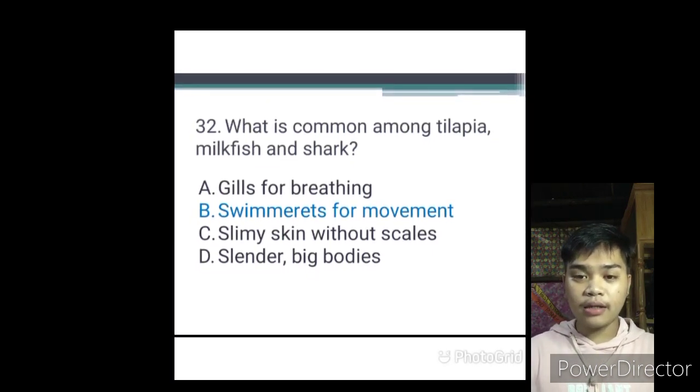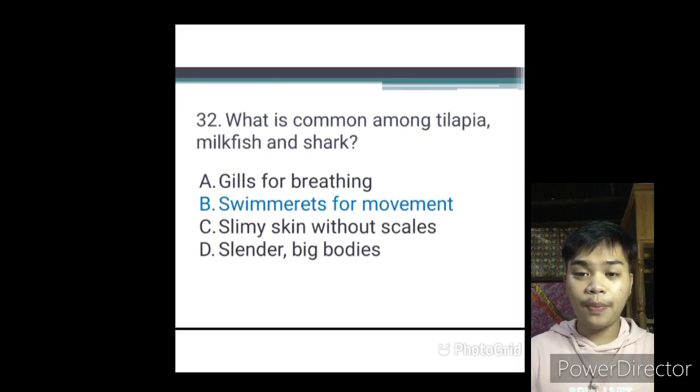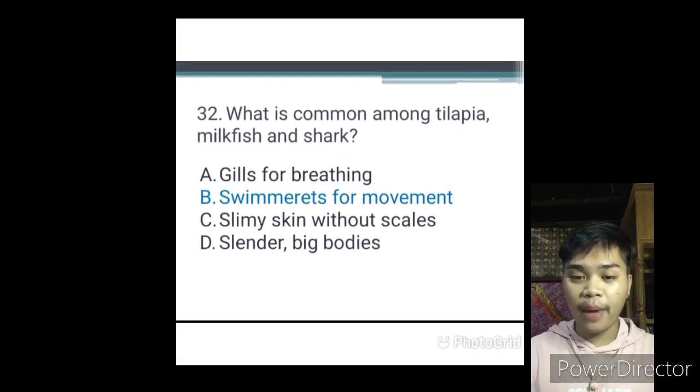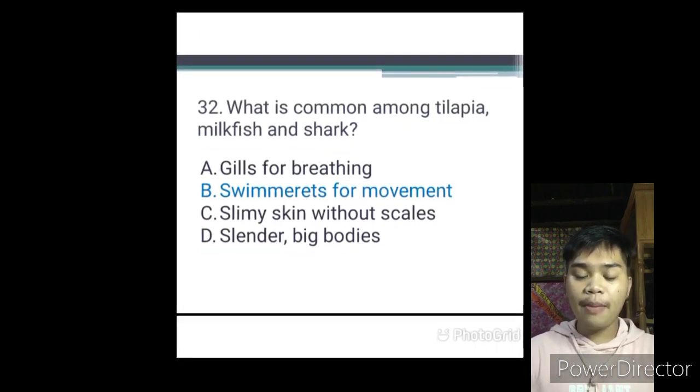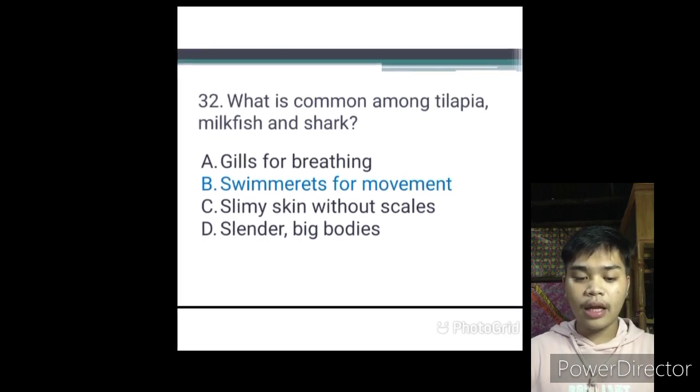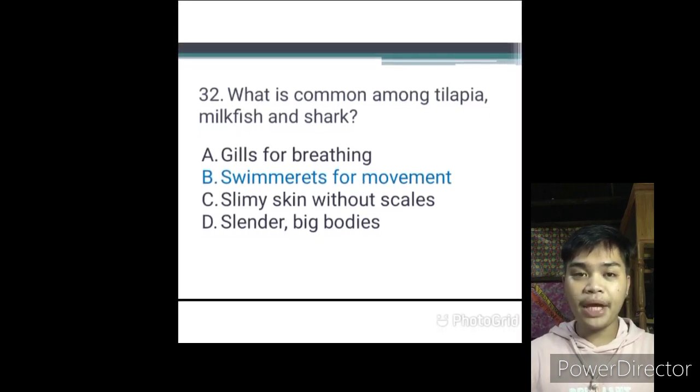Letter A. Gills for breathing. Letter B. Swimmerets for movement. Letter C. Slimy skin without scales. And letter D. Slender, big bodies.